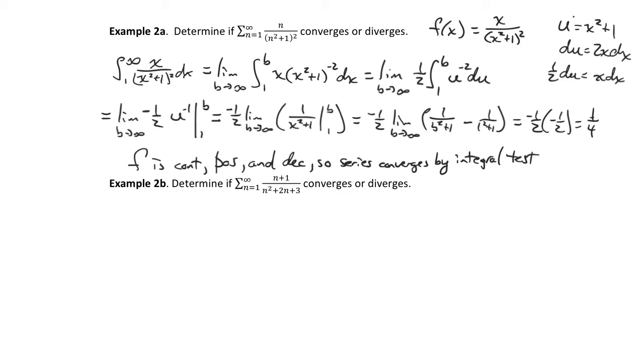For our next example, we have another series of a rational function. Let's see what we have here. I've got n squared plus 2n plus 3 in the denominator and n plus 1 in the numerator. So I'm going to make a function out of this: x plus 1 over x squared plus 2x plus 3.